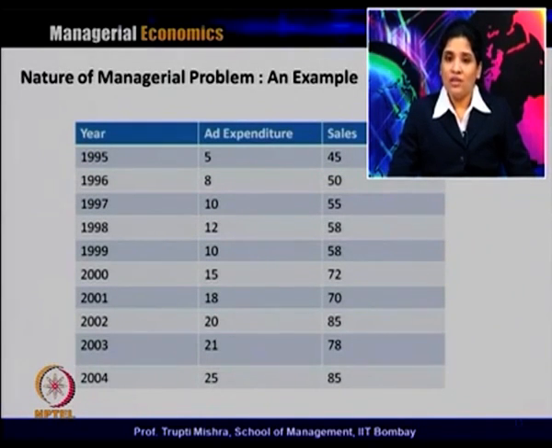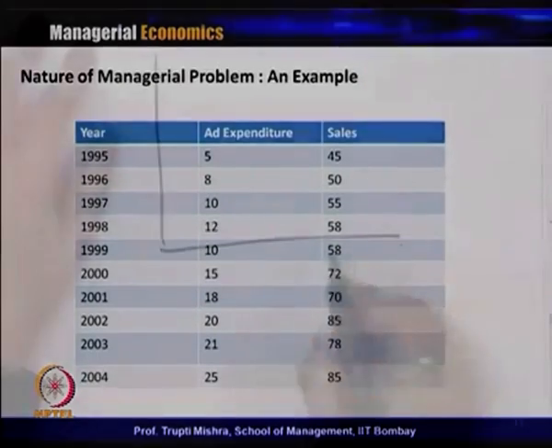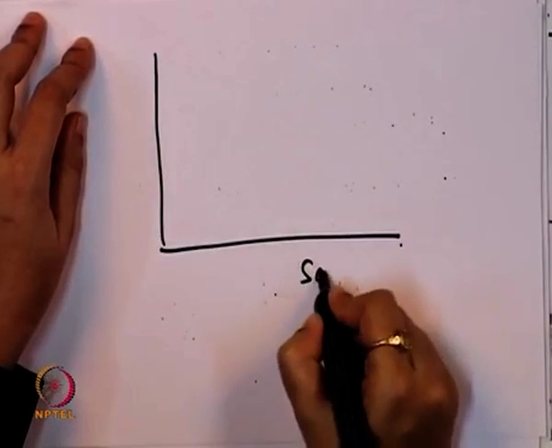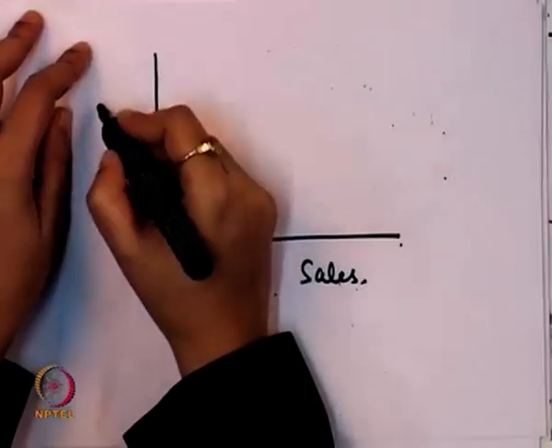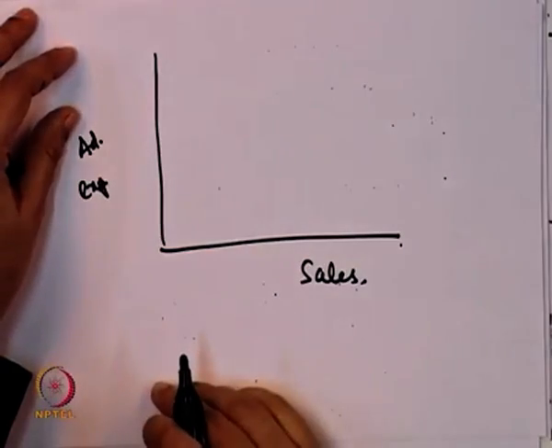And the second is how they are related, that is, the magnitude of the relationship: whether the advertisement expenditure is increasing and correspondingly there is more increase or less increase in the sales, or what is the percentage change in the sales. So if you plot this in a scatter diagram, maybe we take sales on the x axis and advertisement expenditure on the y axis.